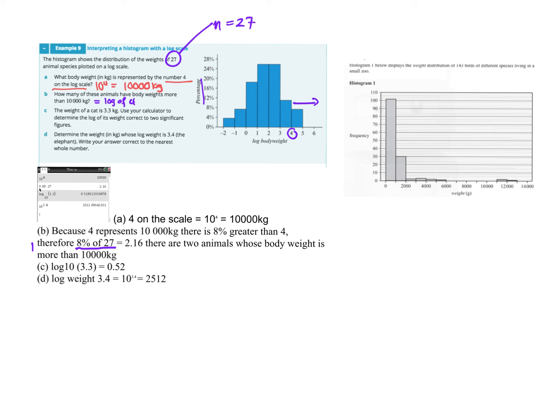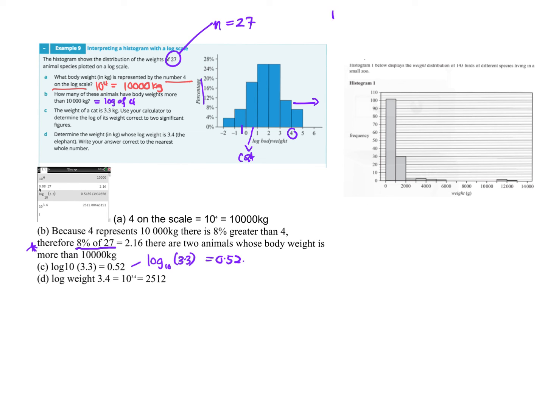So down here, I've shown you how to do it. The weight of a cat is 3.3 kilos. Use your calculator to determine the log. In your calc, just put log 10, and then the number 3.3, and what you get is 0.52. So the cat is in here. This is where the cat is. Sorry, it's in there. The cat's in that category.